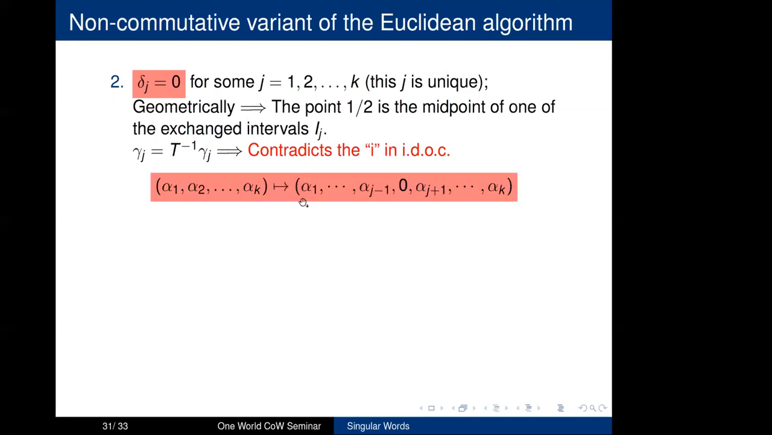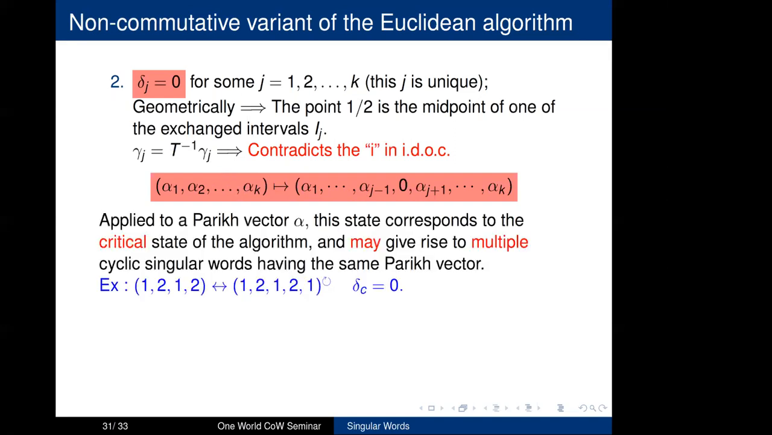So in this case, the algorithm just says, delete the letter j. So you replace alpha j with a 0. And this represents the critical state of the algorithm. I sort of compare this to a paper jam in a photocopying machine. You call the technician to have a closer look, because if you apply this algorithm to a Perec vector and you land in this situation here, this is exactly what can give rise to multiple cyclic singular words within the same abelian class.